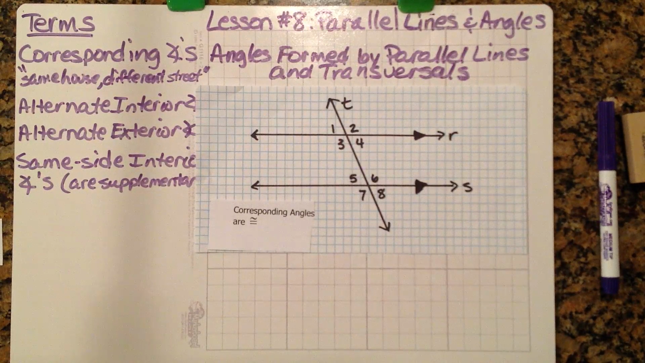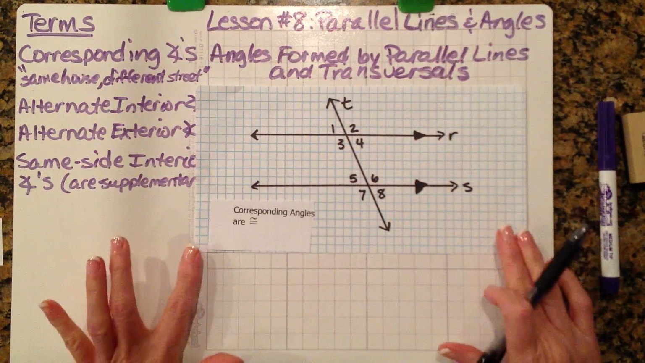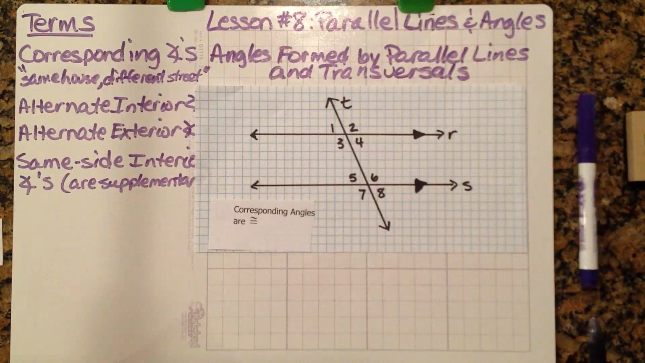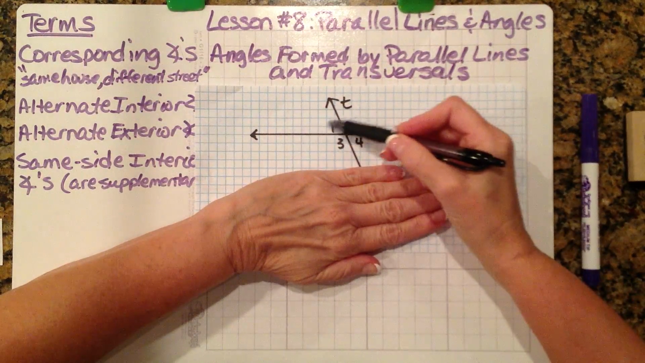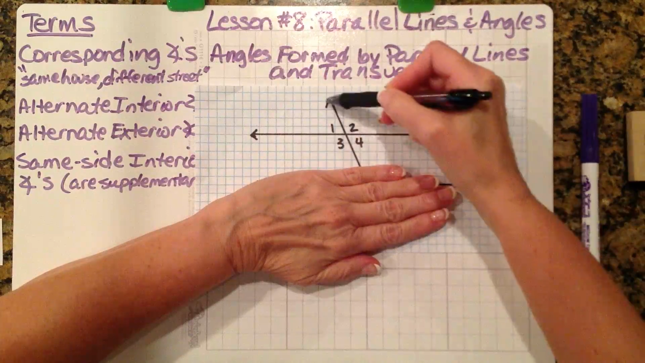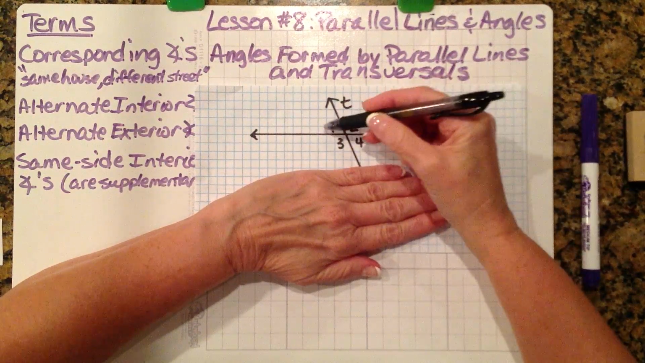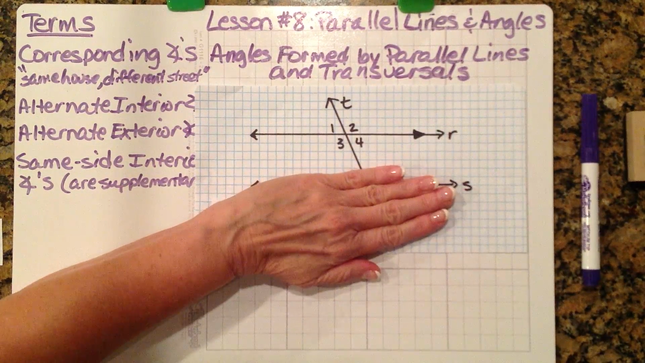Corresponding angles are congruent. Now, we've talked about corresponding angles before, but now we're going to look at ones that are congruent to each other. When we talked about corresponding angles yesterday, I talked about same house, different street. So if you look, for example, this is an intersection. This is two streets intersecting each other. And here are four different houses.